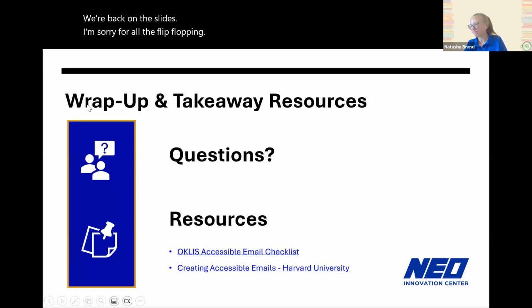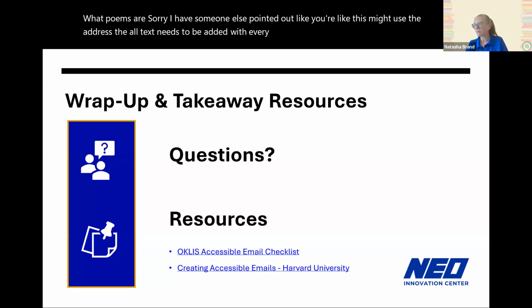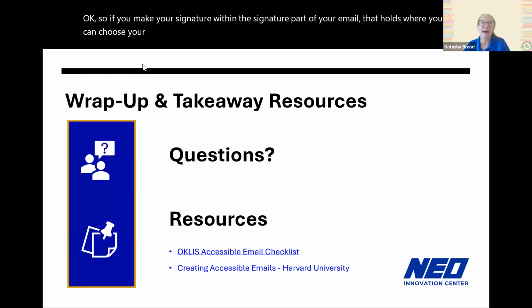Someone has pointed out, and I feel like this might need to be addressed. The alt text needs to be added with every email. Is that even if there's an image in the signature line? This is my question. I'm sorry. I read someone else's comment, and now I need to know, because if so, I'm absolutely taking all the pictures out. Okay, so if you make your signature within the signature part of your email, where you can choose your signature, and you have added alt text to an image, that will stay.